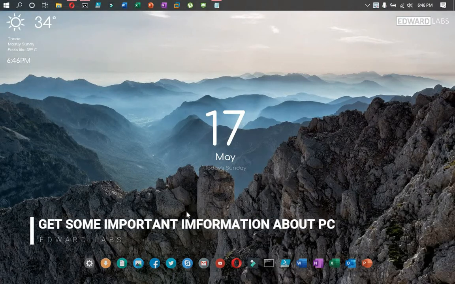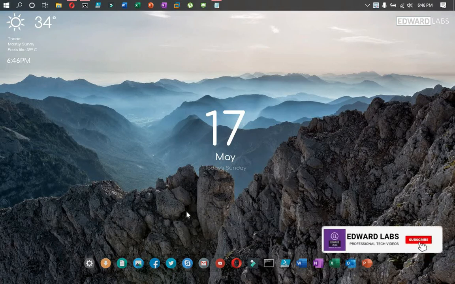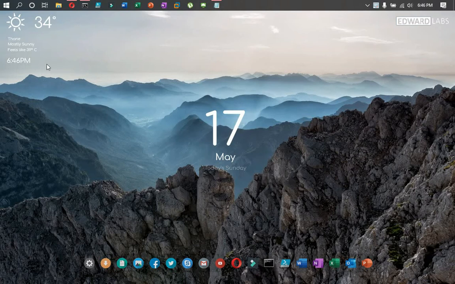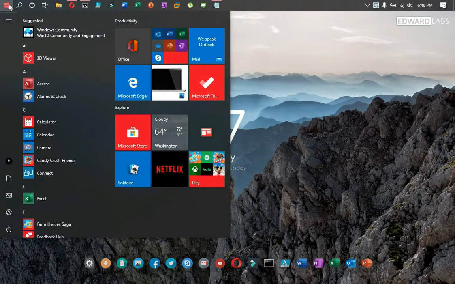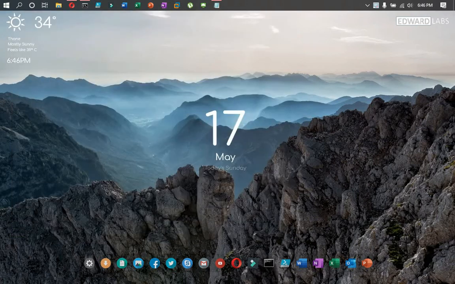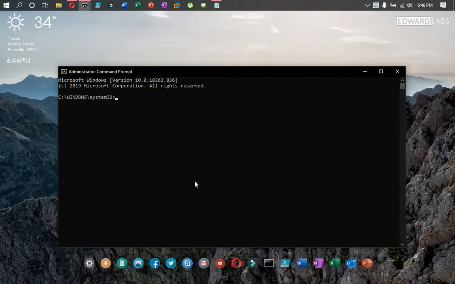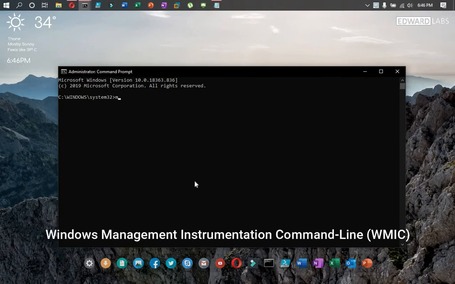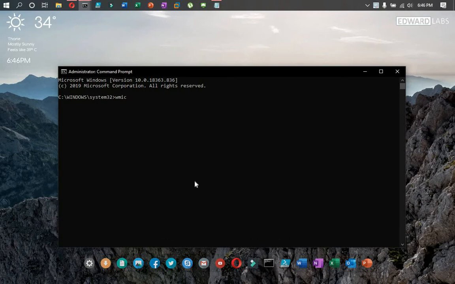Today we are going to see how to check information about your system using command prompt. Let's get started. At first, open command prompt as administrator. Type WMIC, it will open an interactive mode prompt root\cli.